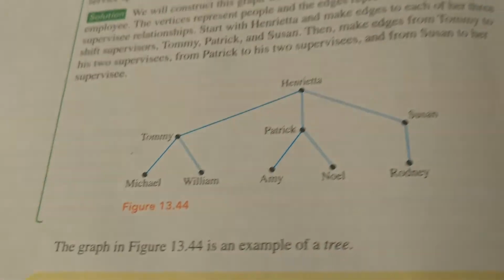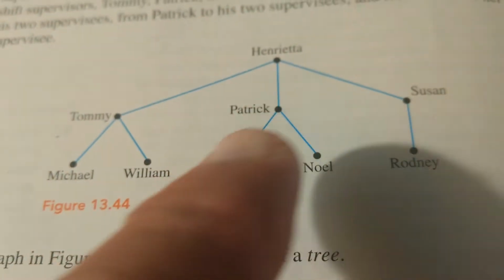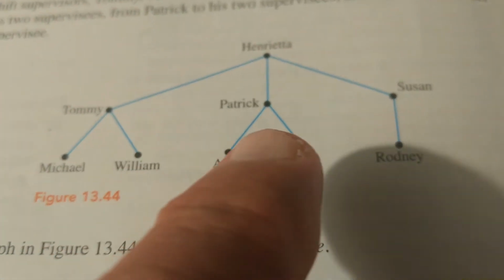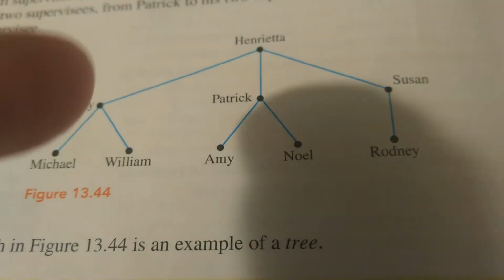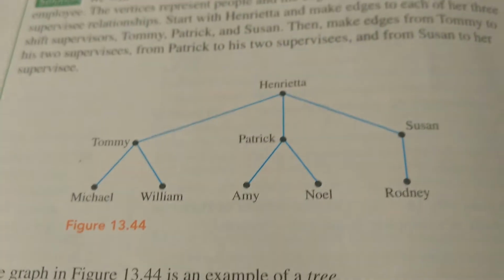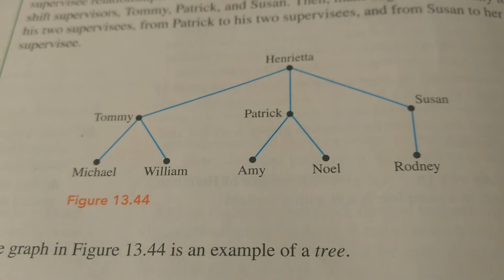So basically what they did was they did a tree diagram. So here's Henrietta, who is the president. Here are her shift supervisors, and here's the workers underneath them. Thus, the look of a tree. That's the reason it's called a tree diagram.